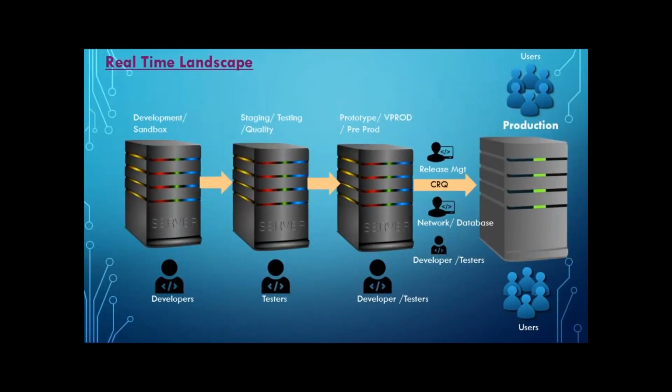In real time, we call this a landscape. Landscape doesn't mean beautiful scenery. In the English dictionary, when you open the word landscape, you would see that landscape means any beautiful appearance or scenery, right? So, landscape. In the IT world, landscape means the arrangement of servers. In real time, this is the way the servers will look.